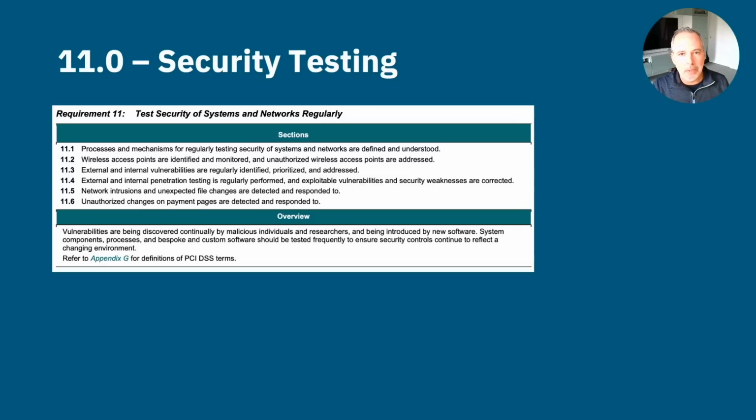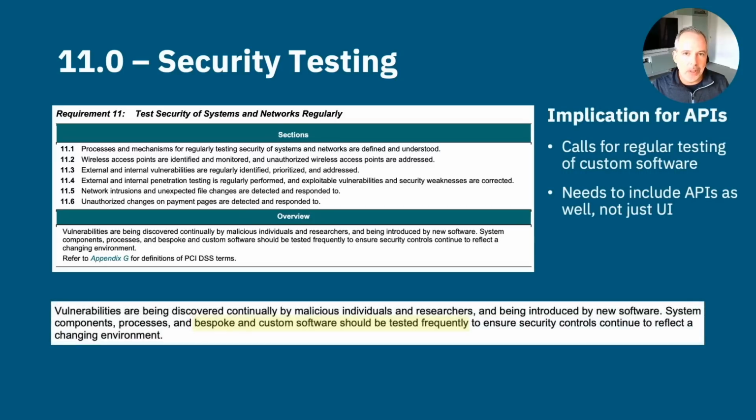Section 11.0 formalizes this need to test for security regularly, and DSS recognizes that vulnerabilities are being discovered continually by malicious actors and researchers and being introduced by new software. System components, processes, and bespoke and custom software should be tested frequently to ensure security controls continue to reflect a changing environment. As you can see, this requirement specifically refers to bespoke and custom software and the vulnerabilities that your code can create. It also mandates organizations test applications frequently to ensure no vulnerabilities go undiscovered.